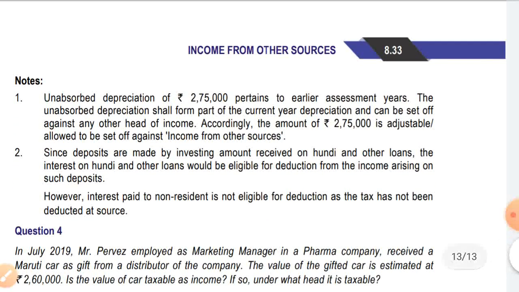Since deposits are made by investing amount received on hundi and other loan, the interest on hundi and other loan would be eligible for deduction from the income arising on such deposit. However, interest paid to non-resident is not eligible for deduction as the tax has not been deducted at source, because tax should have been deducted, as we all know, while making payment to non-resident or any resident, any amount which is liable to deduct tax at source. So if they don't deduct, if they pay to non-resident, the entire amount will be disallowed. So it has been disallowed.